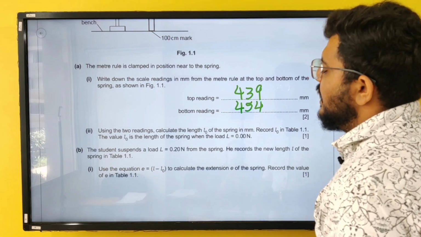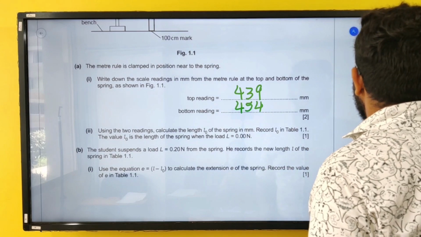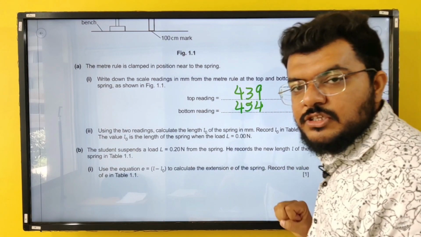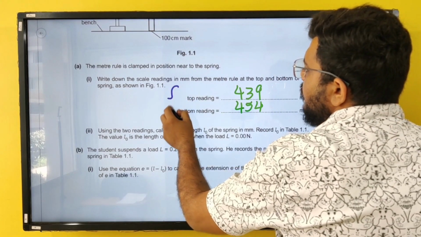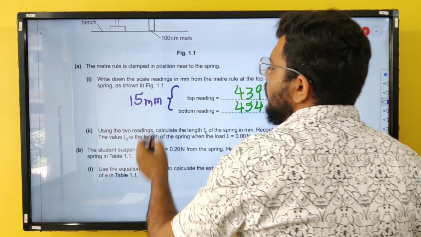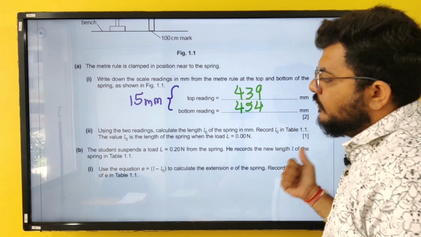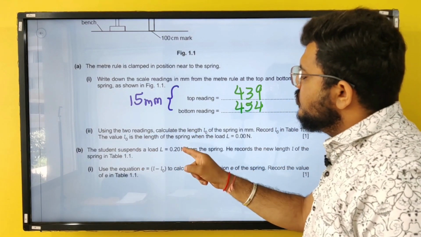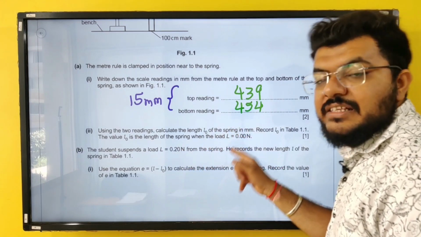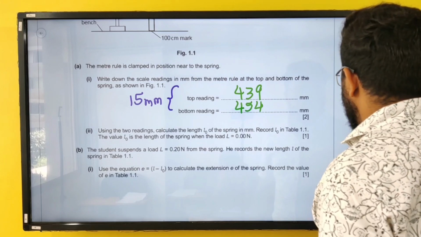Using the two readings, calculate the length L0 of the spring in mm. So what will be the length of the spring? The difference between these two, right? I find the difference between these two is 15 mm. Now record L0 in table 1.1. The value L0 is the length of the spring when the load is equal to 0.00 Newton.